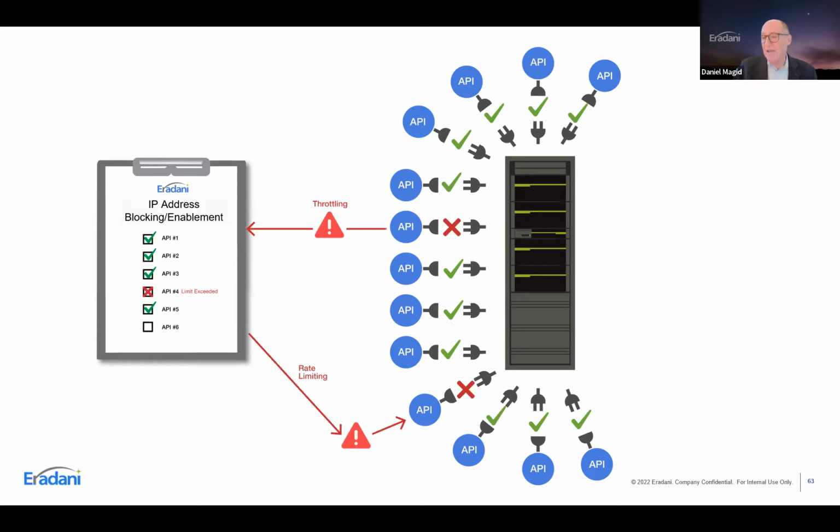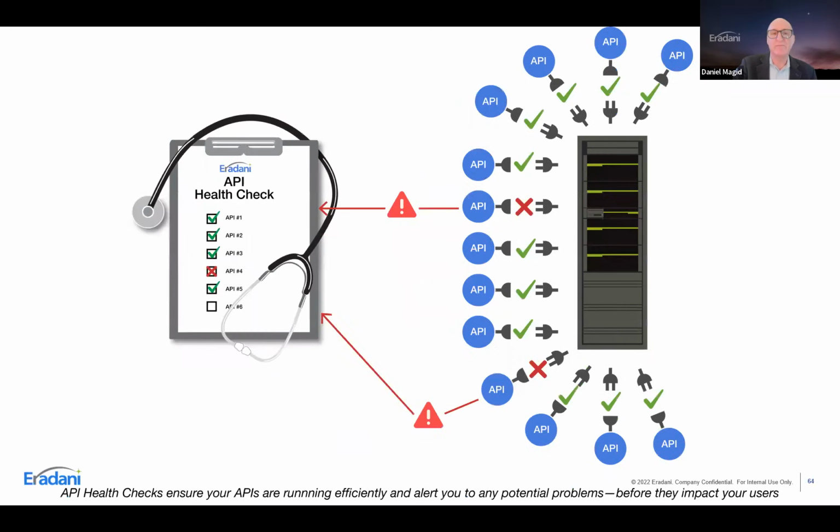I can also block IP addresses or enable IP addresses to come into the system, so I can stop people from getting to my system before they ever get to the IBM i. And then I can also do health checks where I can go out and say, tell me, is the API up and running? Is it providing the kind of response time I've promised? So I make sure that my APIs are all healthy and running.